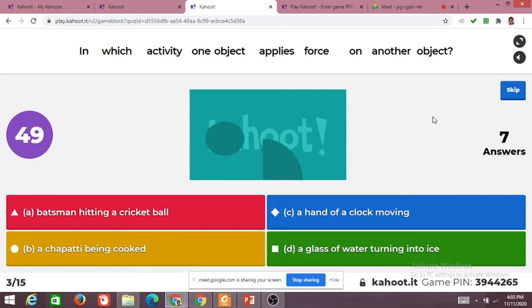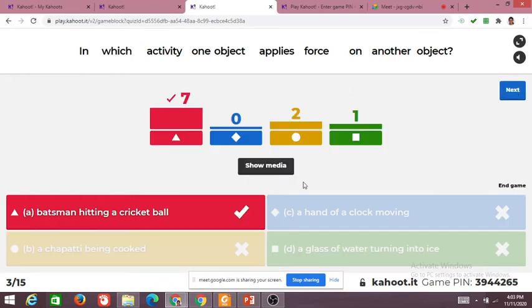Yeah, 6 have answered, 7 have answered, 8, 9. Yeah, I got 9 answers. So I think everyone has answered, 10 answers. Okay, 10. So yeah, 7 of you have answered correctly. The answer is a batsman hitting a cricket ball.